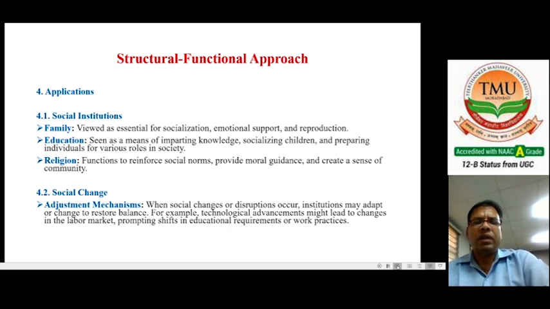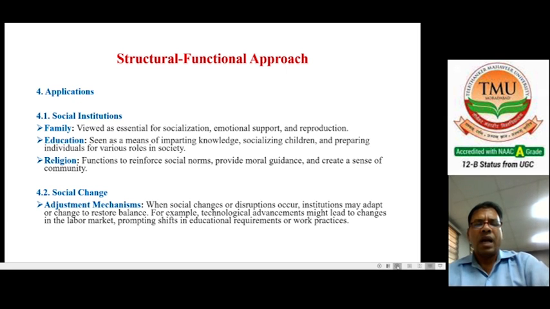Next is the applications of the structural functional approach. When we're talking about the applications, especially in social institutions, that means the family, education, and religion. The family as a social institution is viewed as essential for socialization, emotional support, and reproduction.